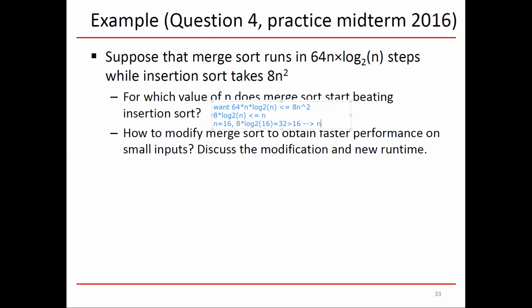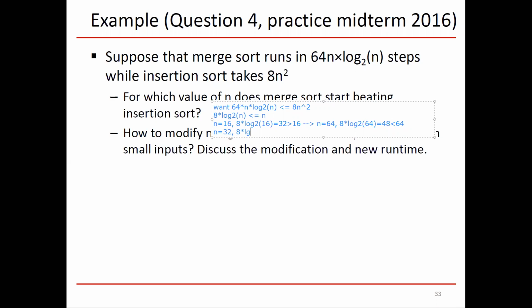n equals 32. Or you know what, let's go for 64. 8 times log base 2 of 64. Well, log base 2 of 64 is 6. 8 times 6 is 48. And 48 is less than 64. Okay, we're getting there. So 16 is too small, 64 is too big. What about maybe 32? So n equals 32.